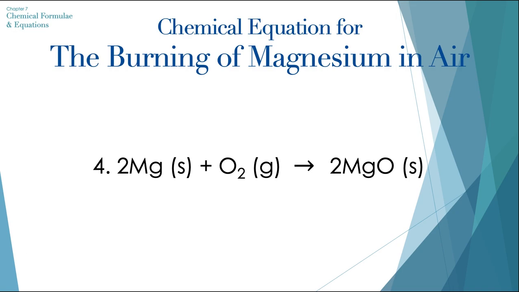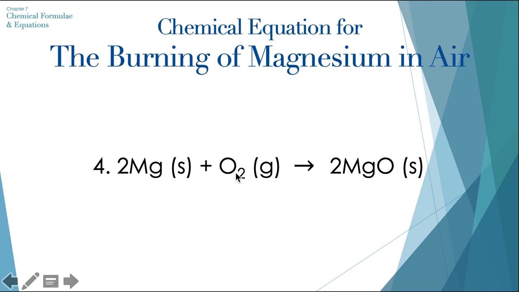So now you have to put the state symbols. Magnesium oxide is a white smoke consisting of fine white solid particles, so magnesium oxide is definitely solid. O2 is a gas, oxygen. You should know this, of course. Magnesium is a solid as well.